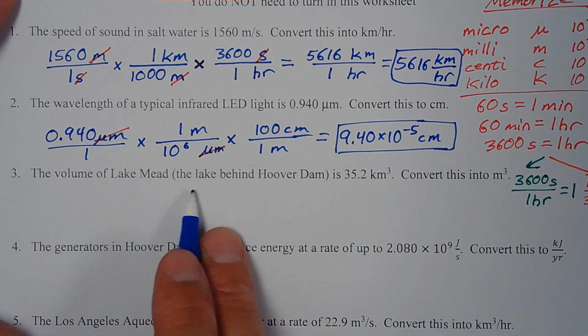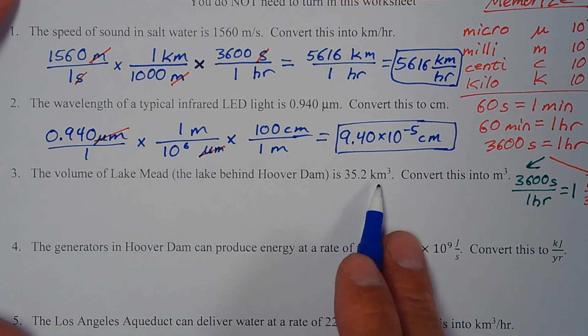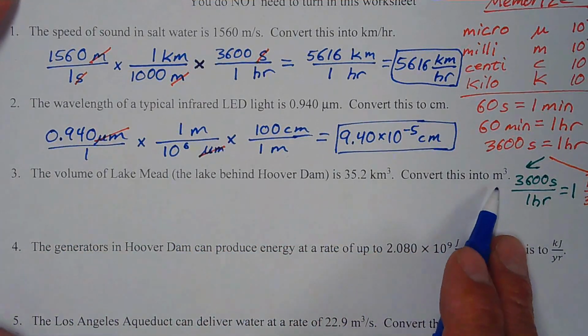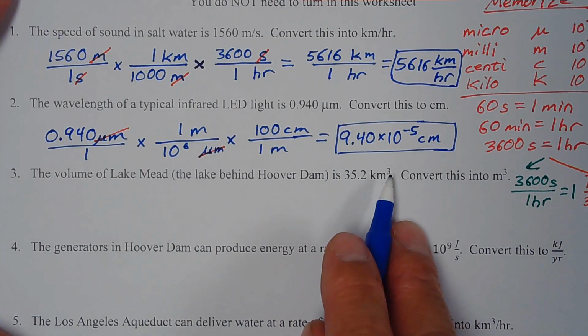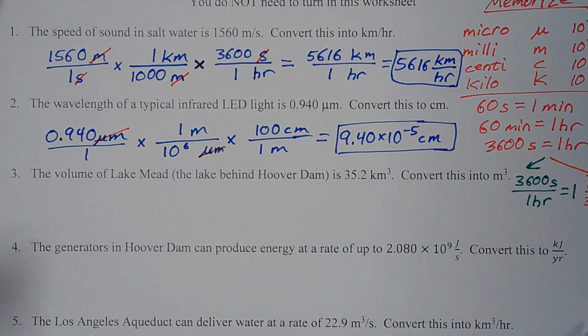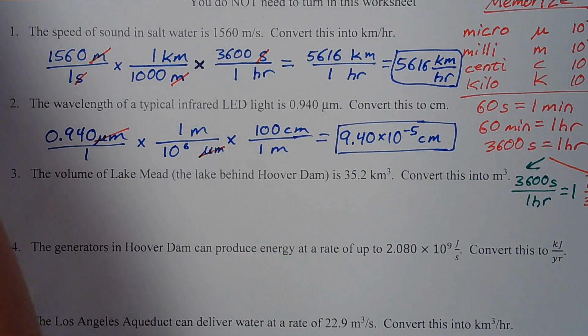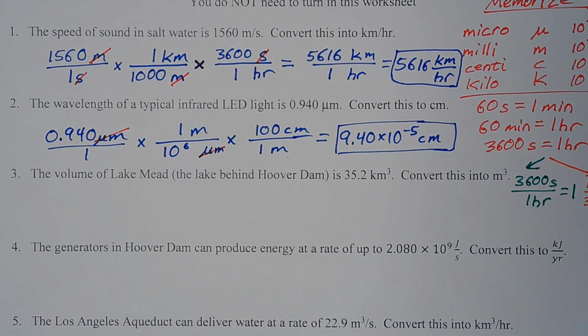The volume of Lake Mead, the lake behind Hoover Dam, is 35.2 cubic kilometers. Convert this into cubic meters. Okay, now we have a unit that is cubed. And when you're dealing with exponents on your units, it is no longer good enough to just use the old conversion factors. Allow me to explain. So, side note here, I'm going to go off on a separate sheet of paper here.